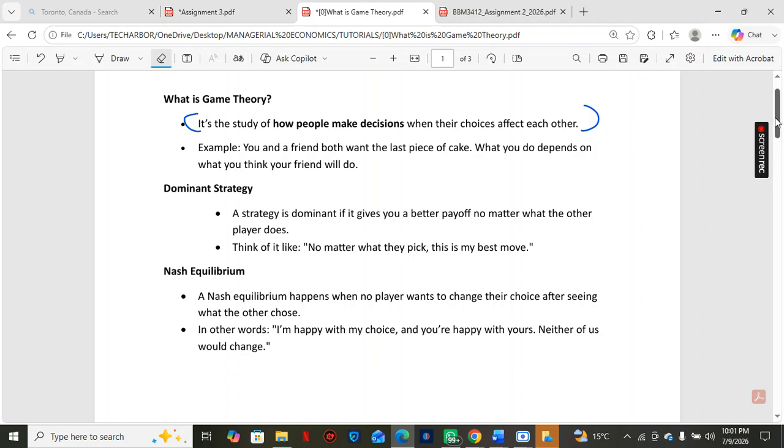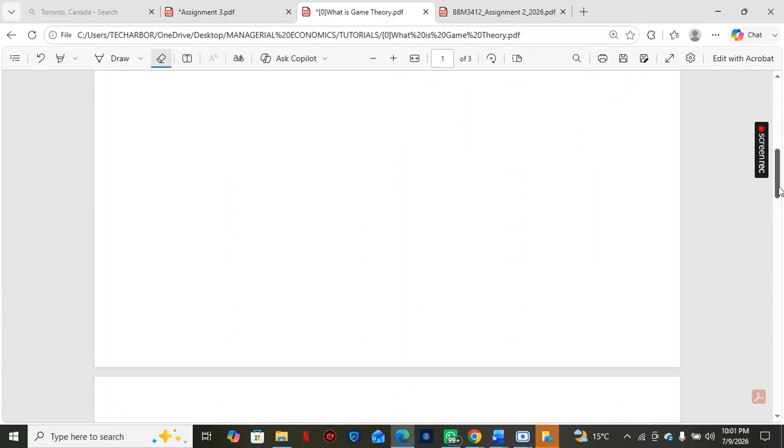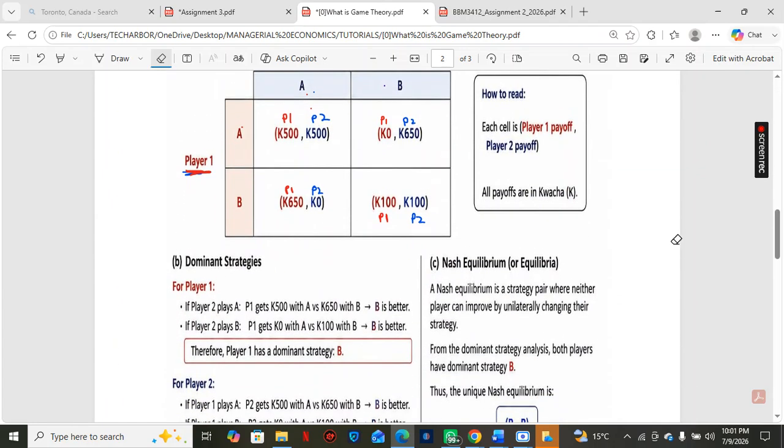So let us start. We're going to look at the dominant strategy for player 1.